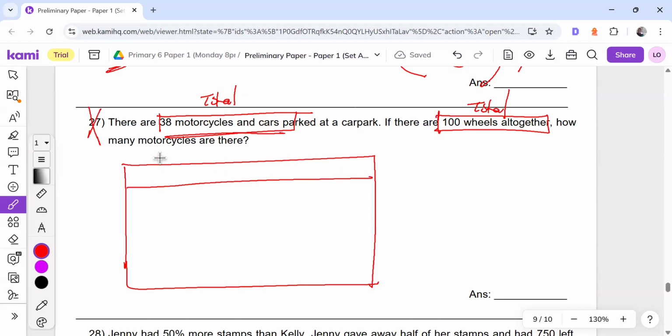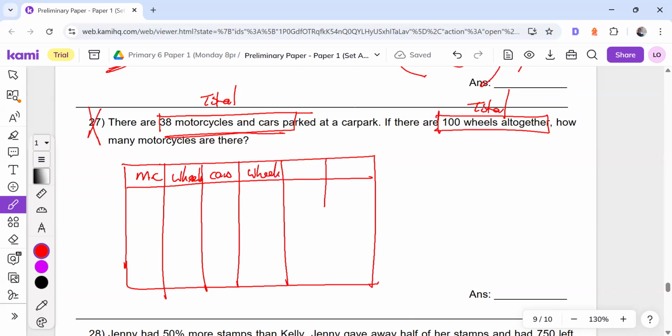Something like guess and check. So you just have to label motorcycle, then cut how many wheels in the motorcycle, cut how many cars, and then cut how many wheels, and then cut total vehicles, which is 38 vehicles, and then how many wheels altogether? 100 wheels altogether. All right.